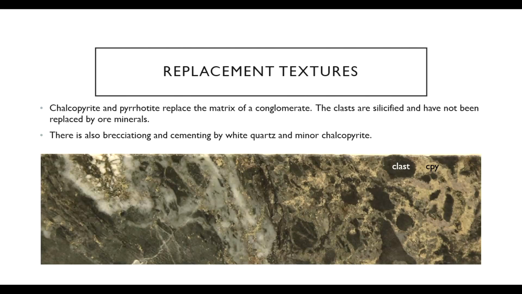Okay, here's another case, and this time we have a conglomerate. So we have these clasts. The clasts are silicified and have not been replaced by the ore. But the cement has been somewhat brecciated and has been replaced by chalcopyrite to make up most of that matrix.